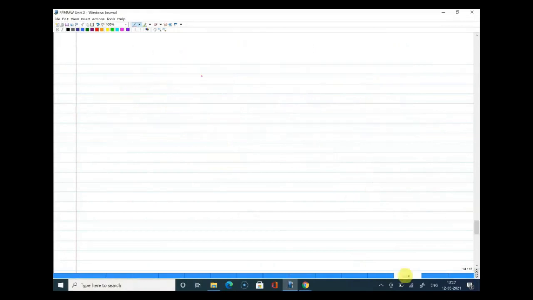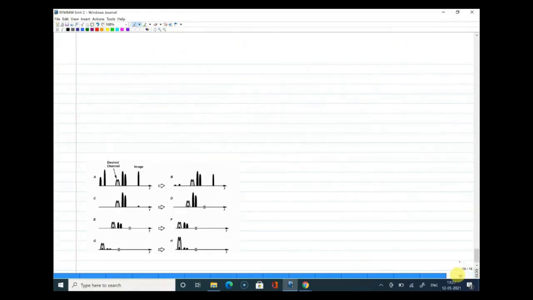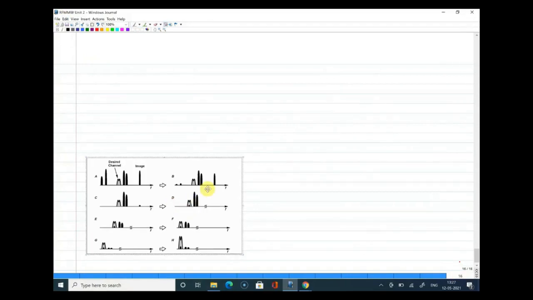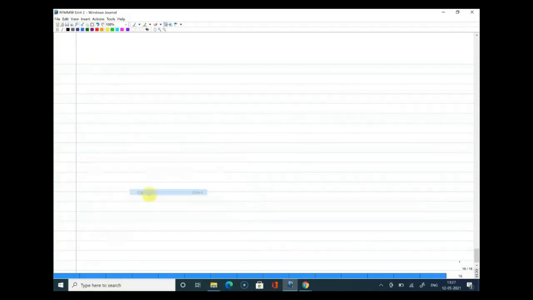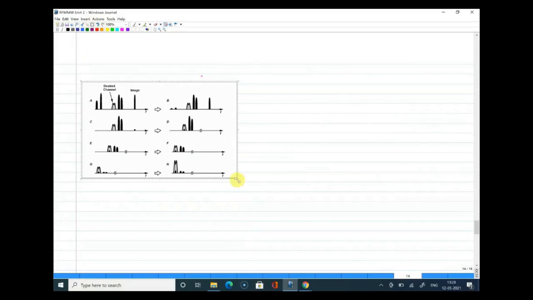So this is what the structure of a dual IF receiver or dual down conversion receiver looks like, and let us look at the output spectrum of this.